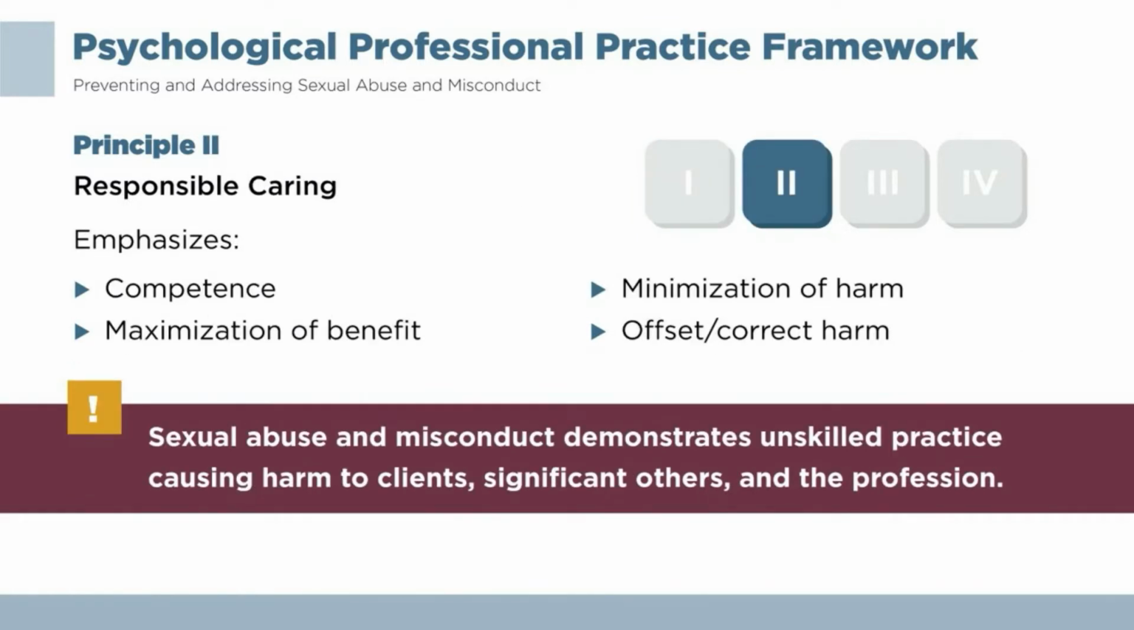Principle 2. Responsible caring. This principle states that responsible caring requires practitioner competence, efforts to maximize benefit and minimize harm, and to offset or correct harm. It should be carried out only in ways that respect the dignity of persons and peoples. In decision-making processes, this principle is generally given the second highest priority when ethical principles are in conflict or in circumstances in which there is a clear and imminent danger of bodily harm to someone. Sexual abuse and misconduct demonstrates unskilled practice, causing harm to the client, significant others, and the profession.